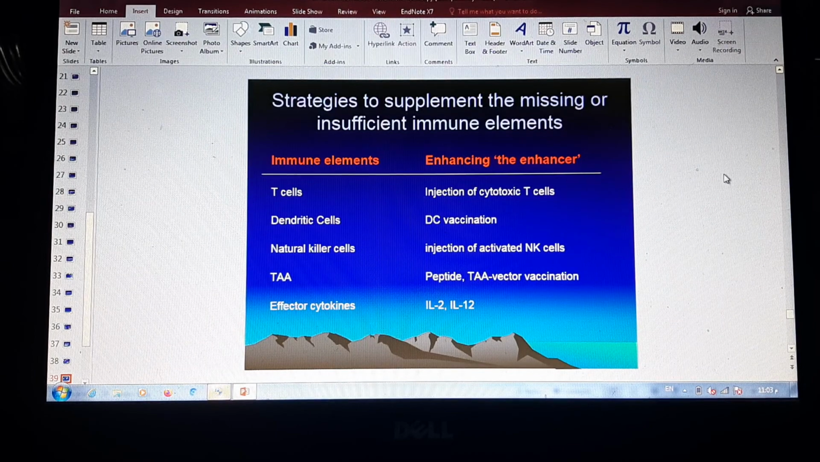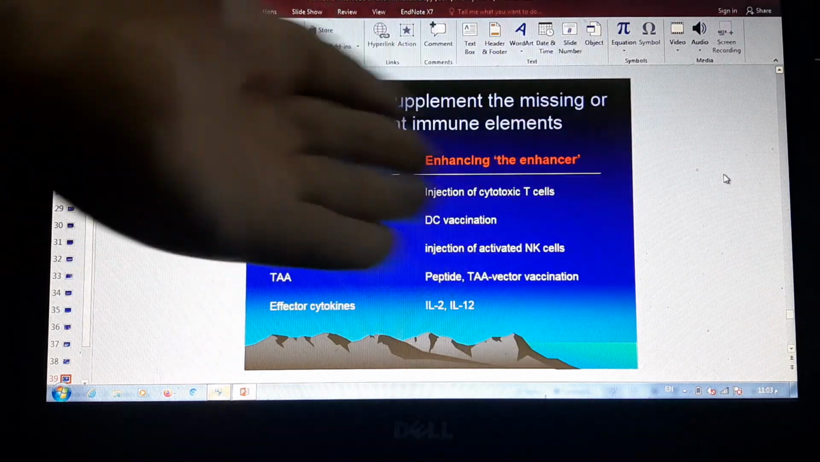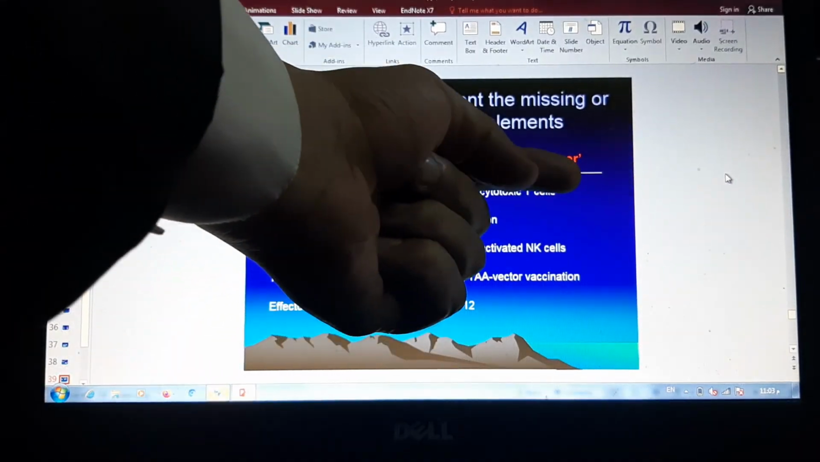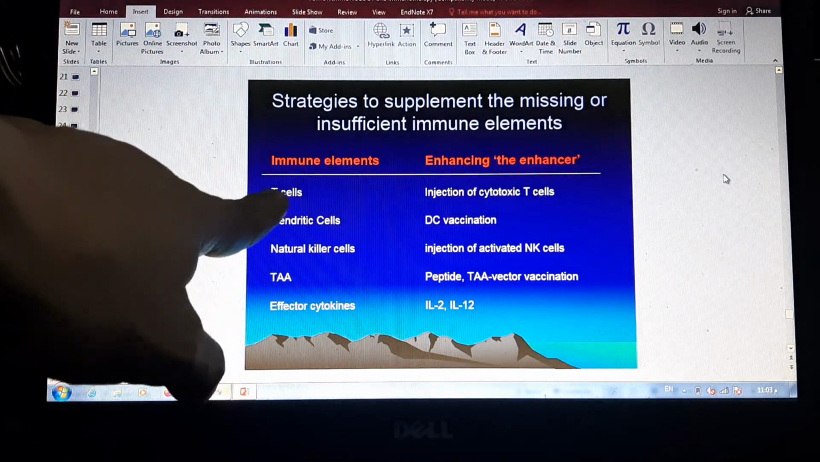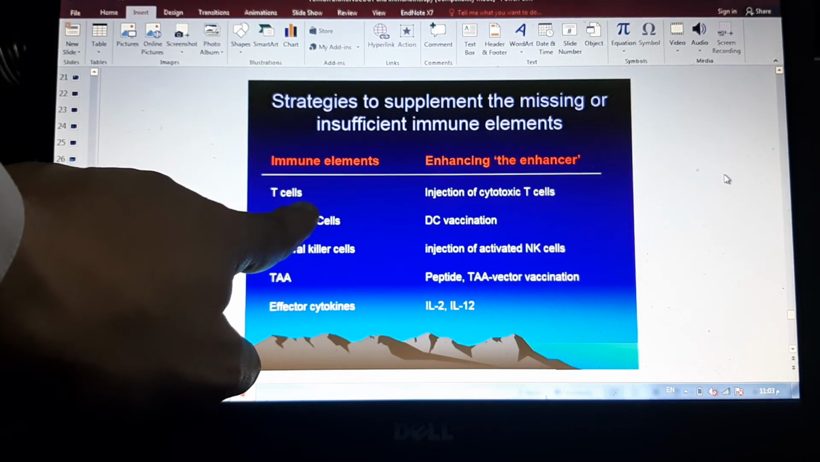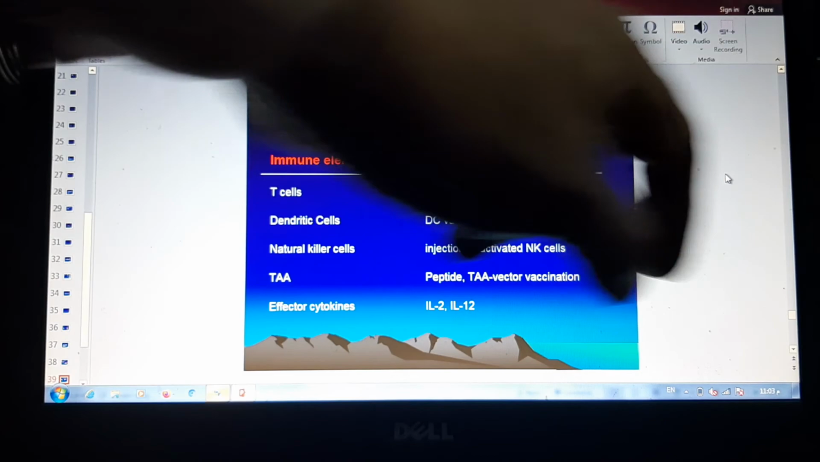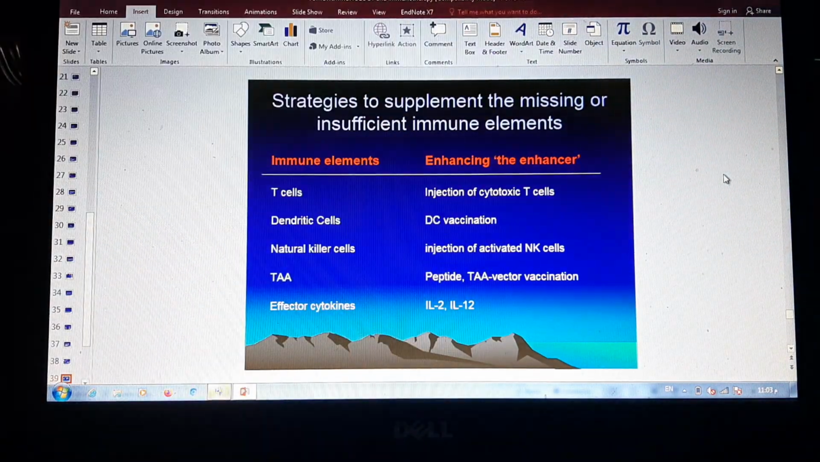Now, what are these strategies to supplement the missing or insufficient immune elements? As you can see in this diagram, there are immune elements and the enhancer that we are using. If we are thinking about the T cells, we usually may think of injection of cytotoxic T lymphocytes ready to kill these tumor cells.